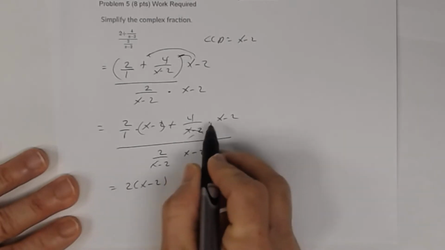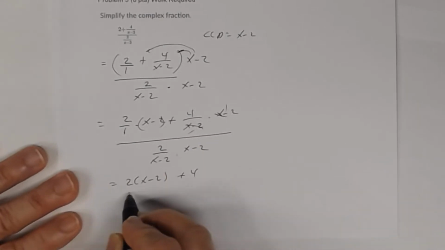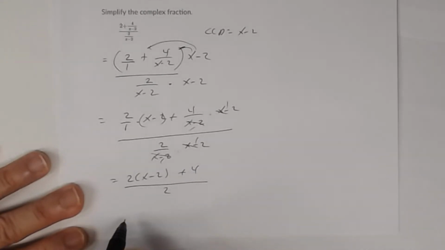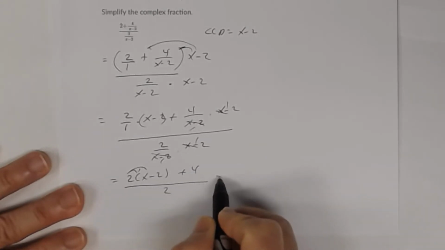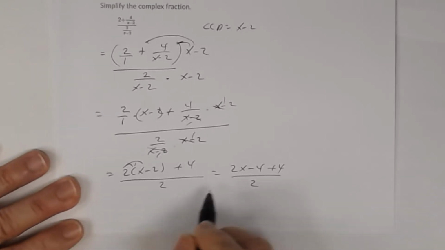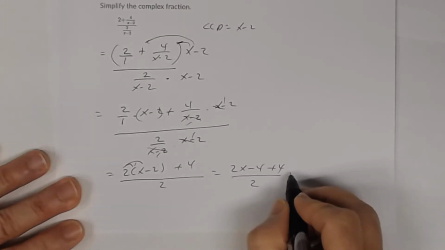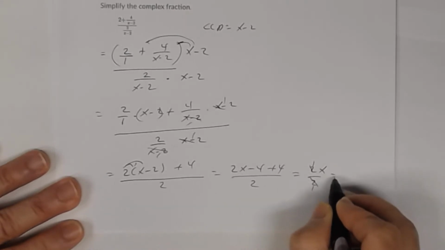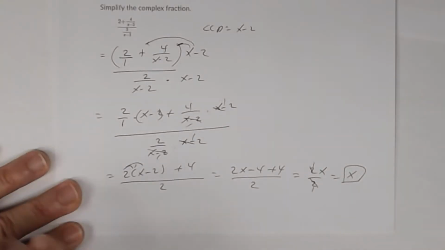And then over here, these divide out, right? So that's just plus 4, divided by, and over here, these divide out, so that's just 2. So now if I distribute the 2, I get 2x minus 4 plus 4, divided by 2. A negative 4 plus 4 is 0, so that becomes 2x divided by 2. And then the 2's divide out, and you get x. And so there's the answer. There's the work. There's your answer.